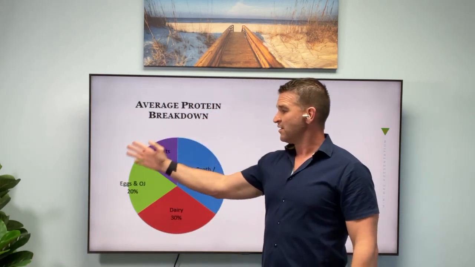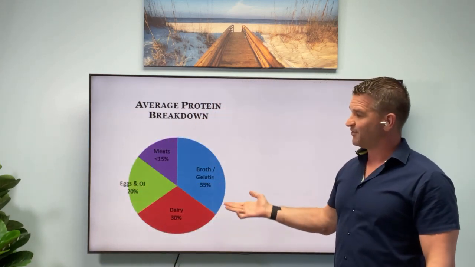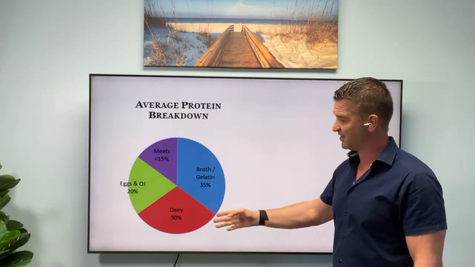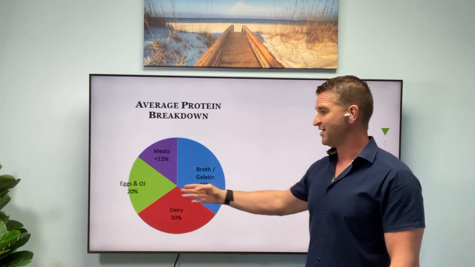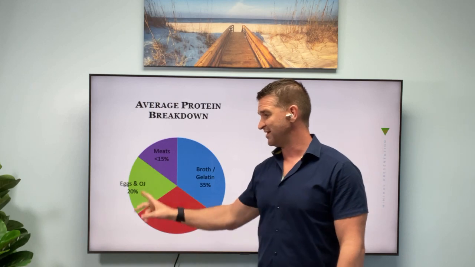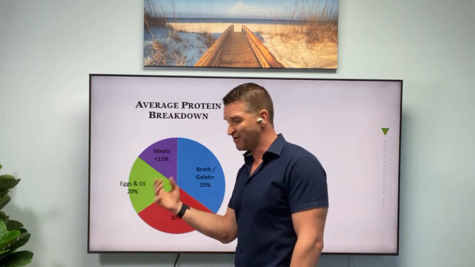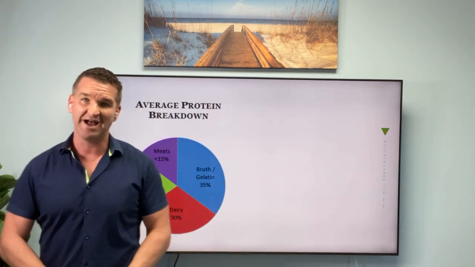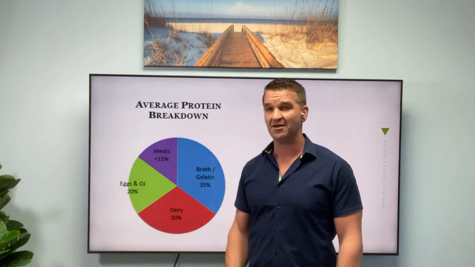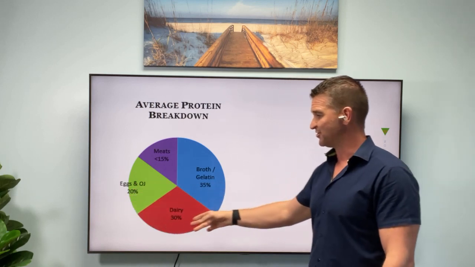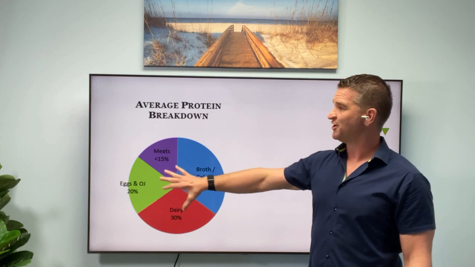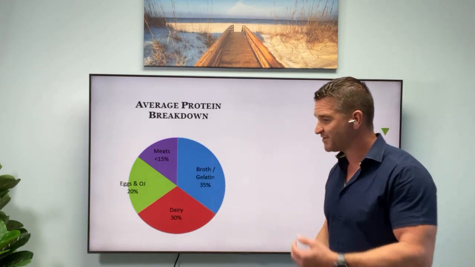But in general, for an average protein breakdown for an adult, you'll see about 35% from broth and gelatin, 30% from dairy, 20% eggs and OJ, and then meats, 15%. You'll notice OJ there. And yes, Ray talks about orange juice being actually a pretty decent source of some amino acids, freshly squeezed orange juice. So this is just your average protein breakdown for an adult.